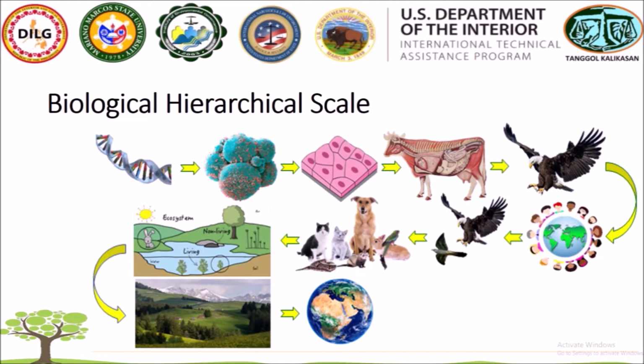The organizations are the following. First, gene. The gene is the basic physical and functional unit of heredity. Genes are made up of DNA. Second, cells. The smallest structural and functional unit of an organism, commonly known as the basic unit of life.